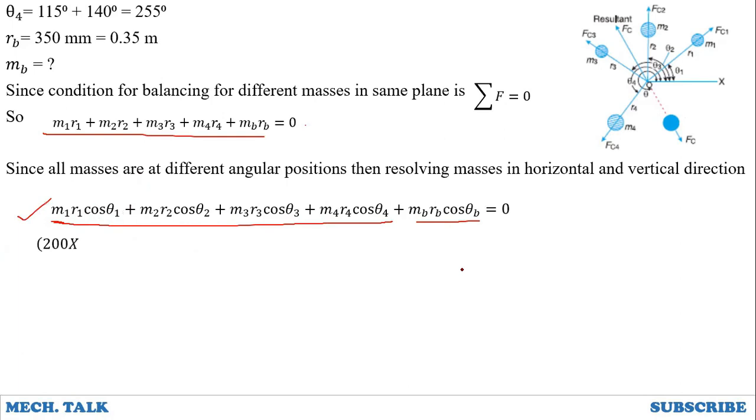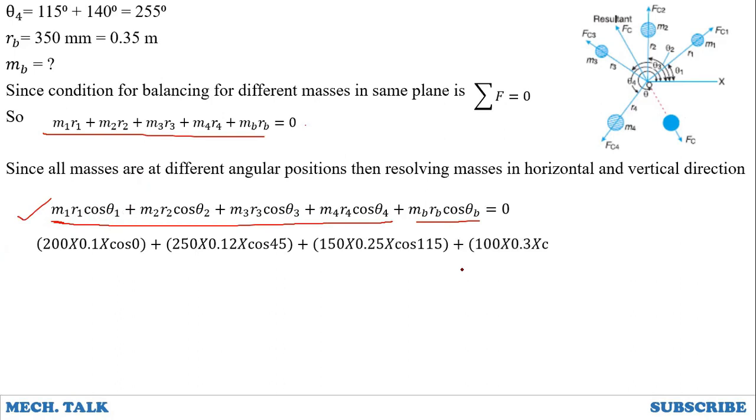So by putting the values of all the masses, the balance mass radius, and its angular position in this equation, we will get the value of mb rb cos theta b, which is equal to minus 17.60 kilogram meter. Consider this equation number 1.